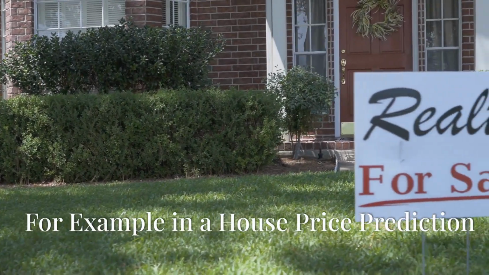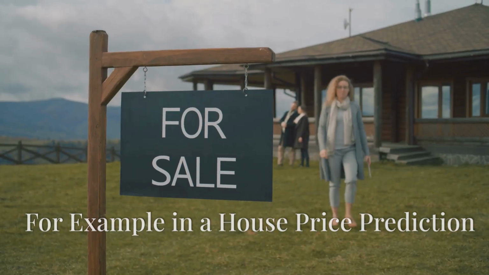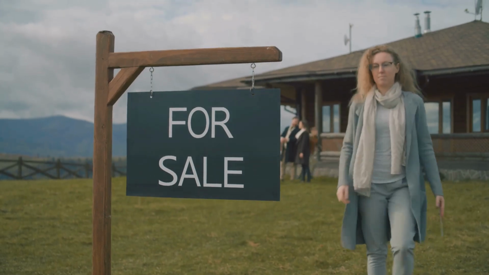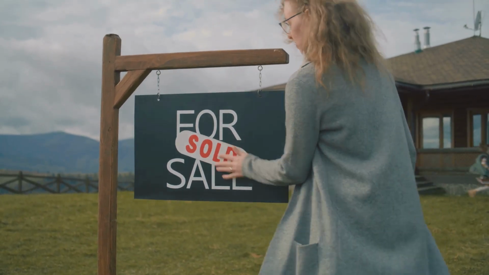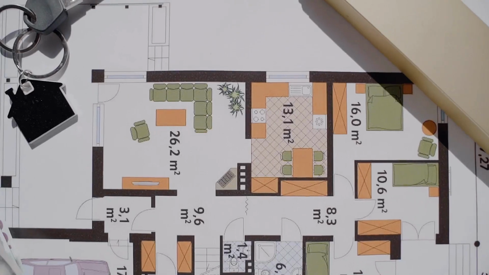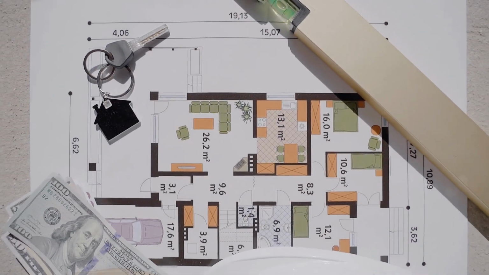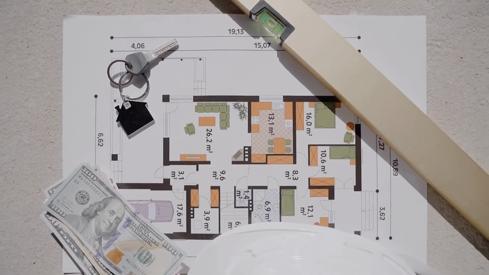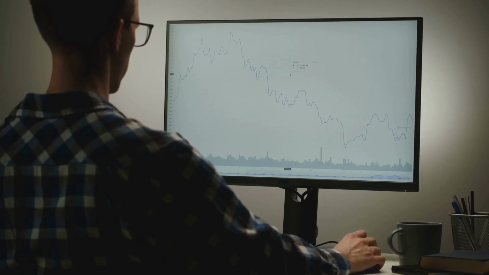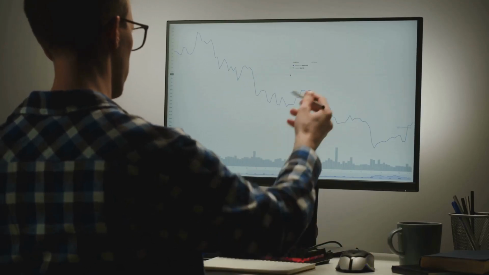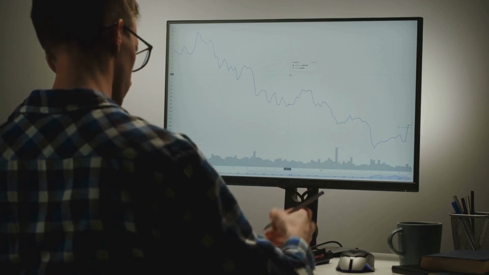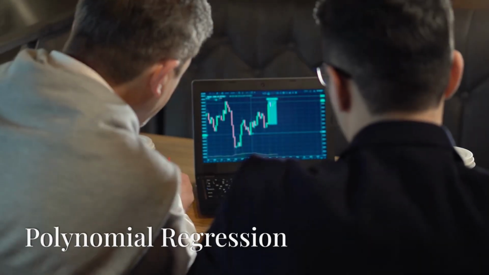The base formula for a linear regression model is y equals a plus bx. For example, in a house price prediction, suppose you want to predict the price of a house based on its size. The size of the house is your independent variable, or x, and the price is the dependent variable, or y. By plotting data points of size and price from historical data and drawing a line of best fit, you can predict prices for new data.